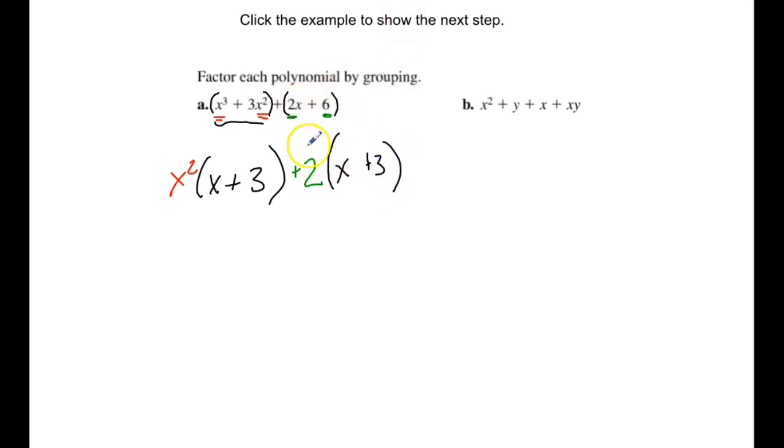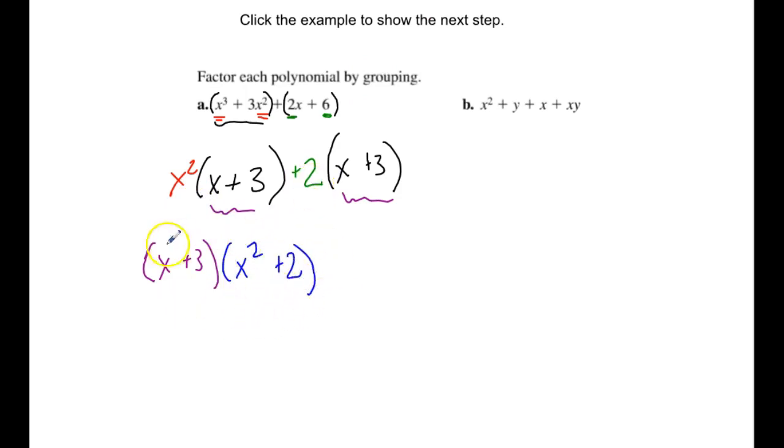Now I notice that the things in my parentheses are exactly the same. And in order to factor by grouping, they have to be exactly the same, or I've done something wrong. So now I can write out my factored polynomial. I have my x plus 3, the thing that's in the parentheses, and then the second part becomes everything that was outside of the parentheses. So I end up with x squared plus 2.